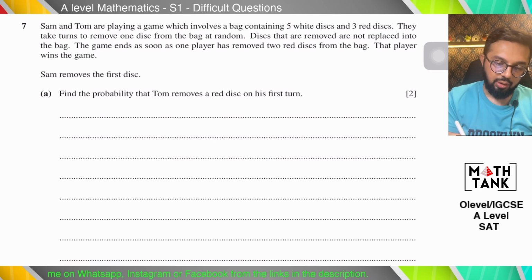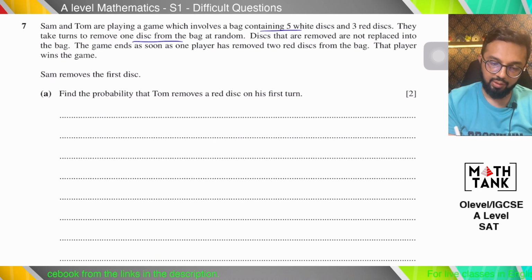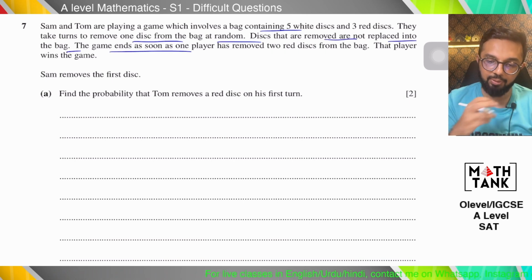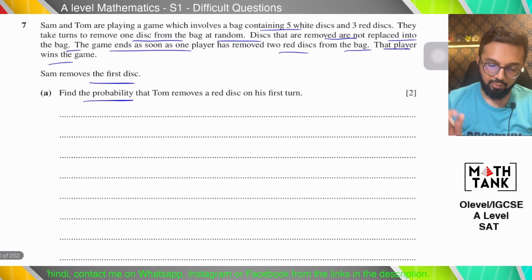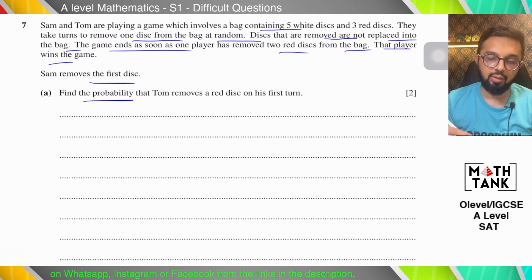Sam and Tom are playing a game which involves a bag containing 5 white discs and 3 red discs. They take turns to remove one disc from the bag at random. Discs are removed and are not replaced into the bag. The game ends as soon as one player has removed 2 red discs from the bag. That player wins the game. Sam removes the first disc. Find the probability that Tom removes a red disc on his first turn.